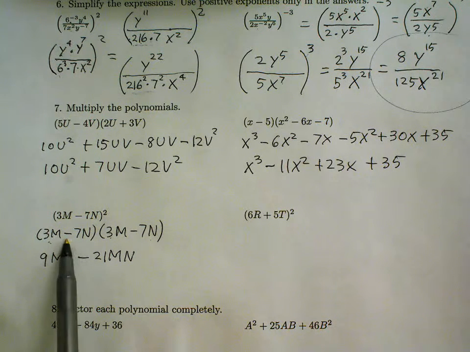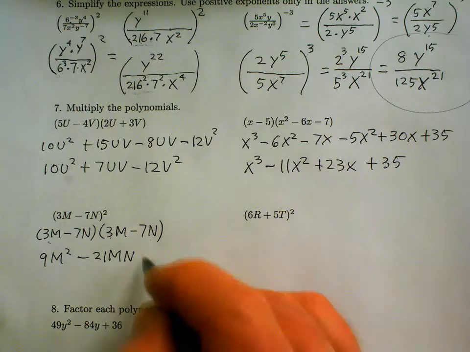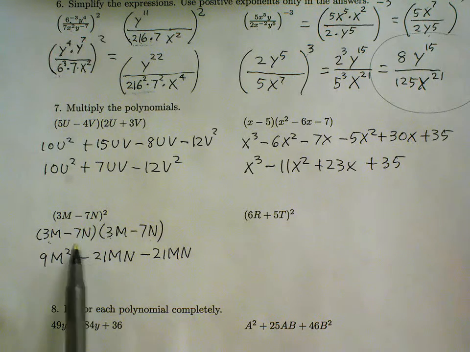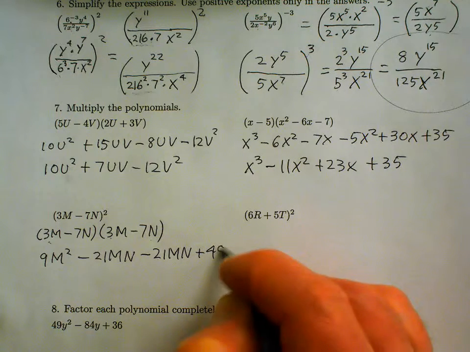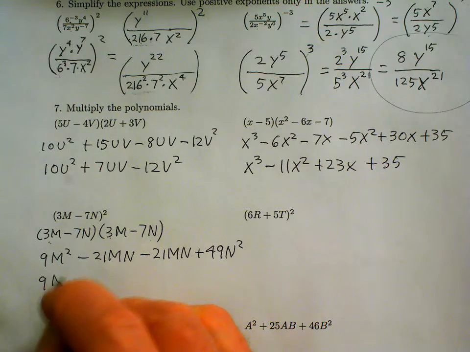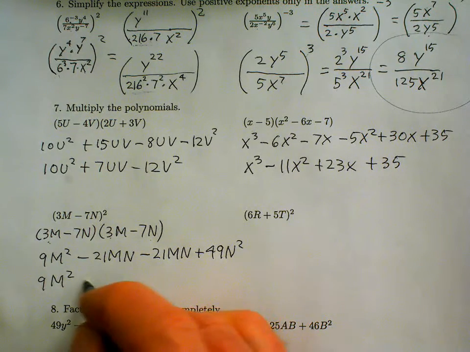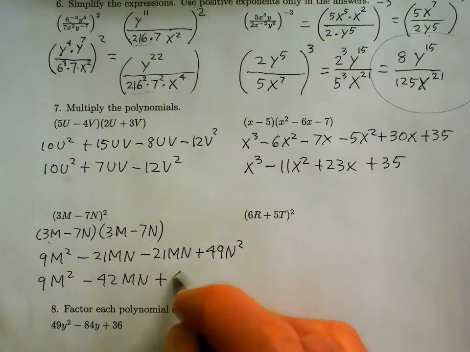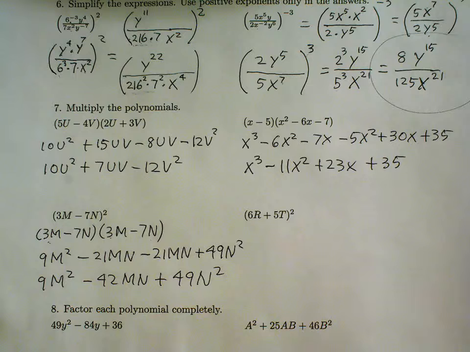And then we multiply negative 7n times the binomial. Negative 7n times 3m is also minus 21mn. And then negative 7n times negative 7n is positive 49n to the second. And combine like terms. The two middle terms combine to give us minus 42mn. So the trinomial, this is a perfect square trinomial, 9m to the second minus 42mn plus 49n to the second.